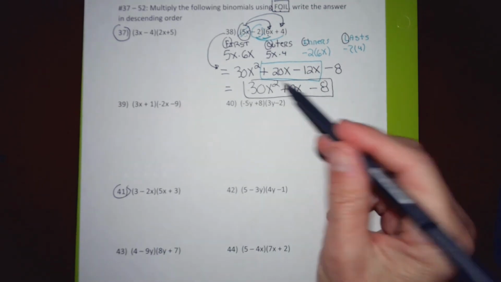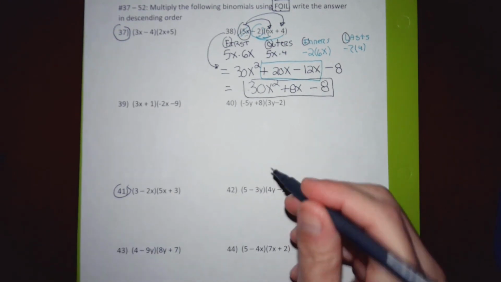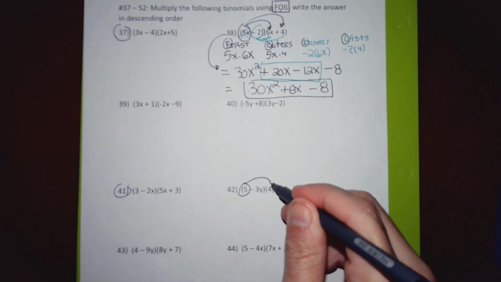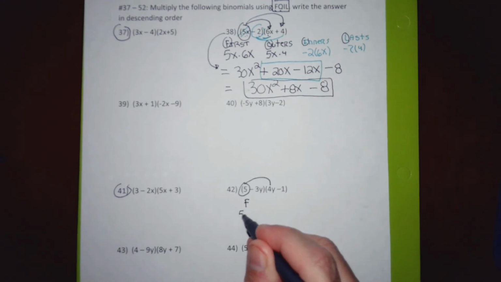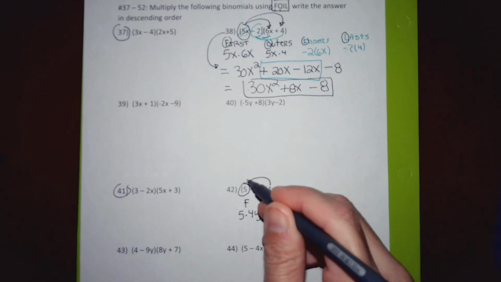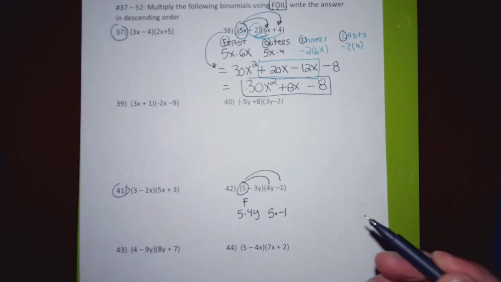When I do foiling, I want to write my answer in a good order, and that's highest exponent, middle exponent, and constant. I'm going to do 42 now. I'm going to start off with the 5 in the left parentheses and do the firsts. Multiply the 5 in the left parentheses by the 4y in the right parentheses. Then I'll take the 5 in the left parentheses, multiply it by the negative 1 in the right parentheses.